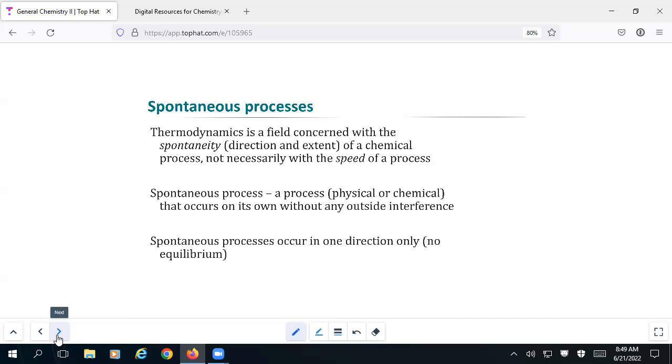So the spontaneous process is the cooling of this coffee. It will happen on its own without any outside interference. The outside interference I could put into it, I could pour this into some sort of a mug, put it on a hot plate, keep it warm the entire time. That constant input of energy from that hot plate would keep it at that state that I'm interested in.